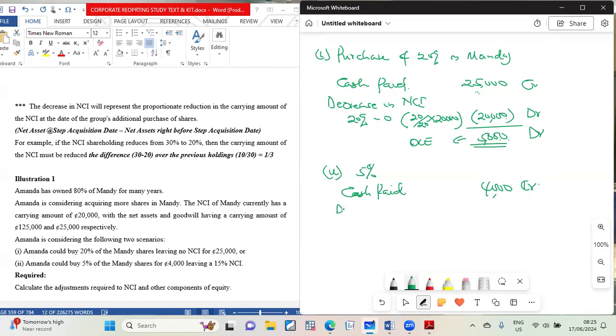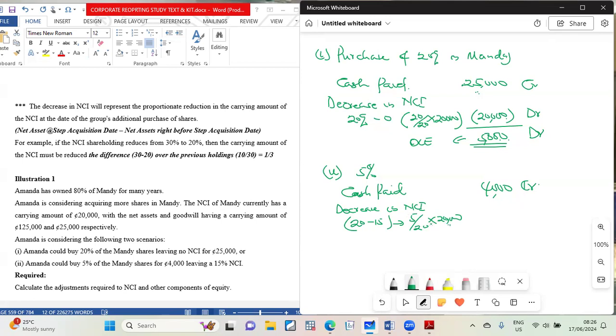Then what is happening? The decrease in NCI is going to be what? The decrease in NCI was 20 to 15. So proportionate wise, it will be 5 over 20 multiplied by the 20,000. Sometimes you need to find the carrying amount of the NCI yourself. I've told you, what do you do? NCI at acquisition, then you add your NCI share.